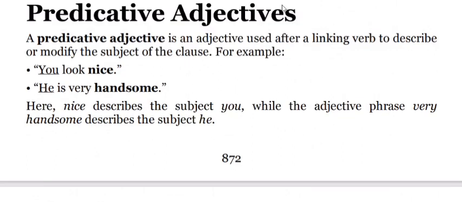Predicative adjectives. A predicative adjective is an adjective used after a linking verb to describe or modify the subject of the clause. You look nice. Nice is an adjective. He is very handsome. Handsome is an adjective. Nice describes the subject you, while the adjective phrase very handsome describes the subject he.